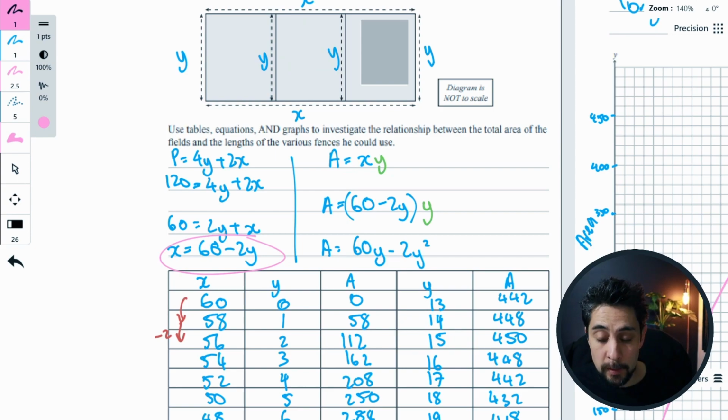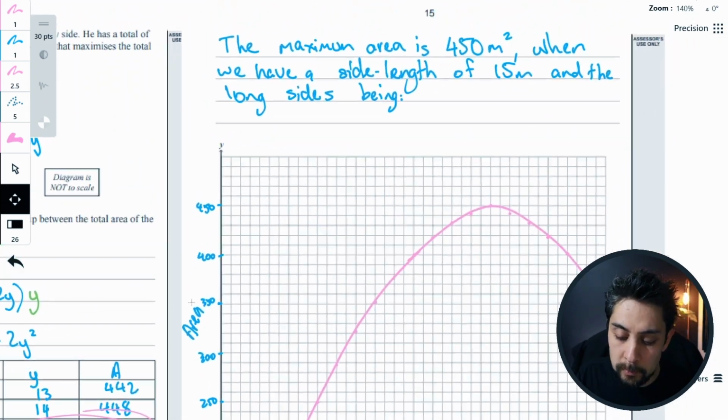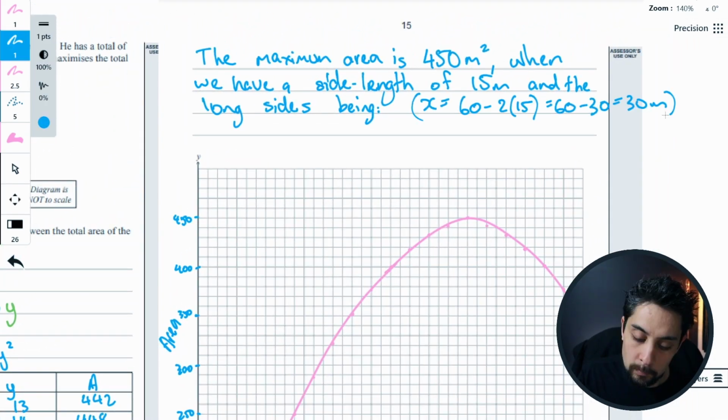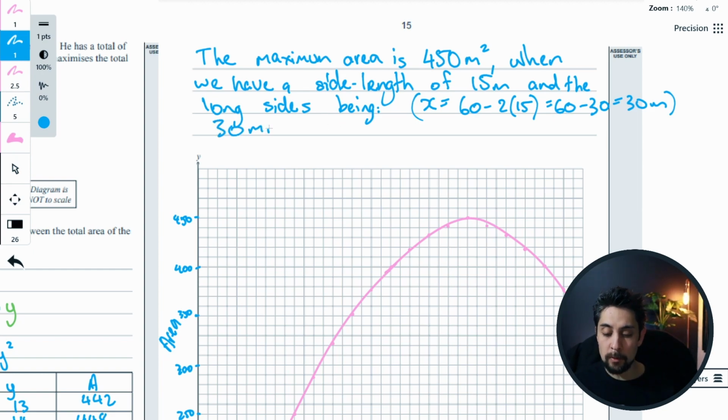So we're just going to take the equation down here, x equals 60 take away 2y, and substitute the value for y that we found in this whole process. So we found y was 15 meters. We can see that over here. So 60 take away 2 of those, 60 take away 30 being 30 meters. So the maximum area is 450 square meters when we have a side length of 15 meters and the long sides being 30 meters. And we are done.